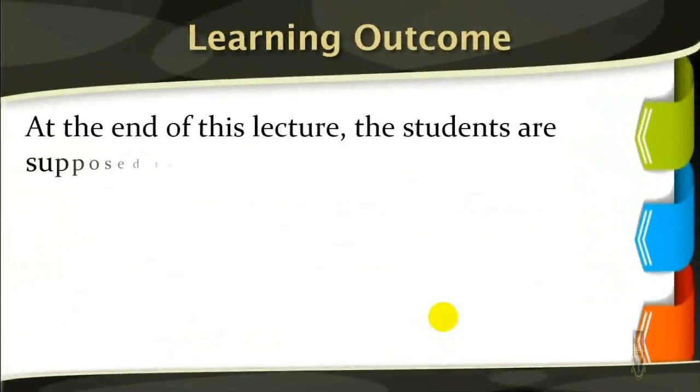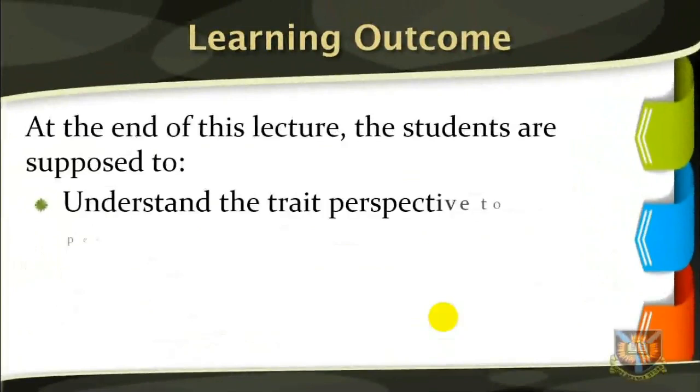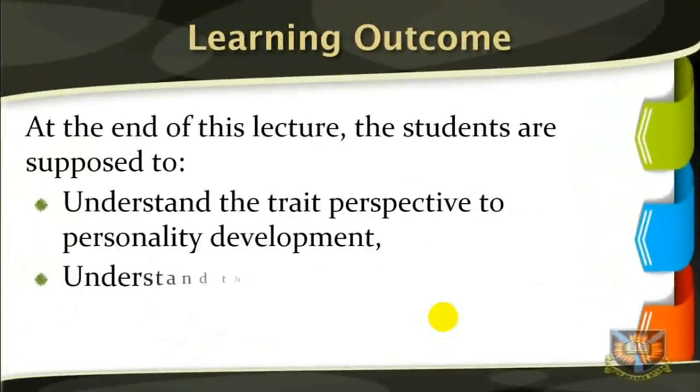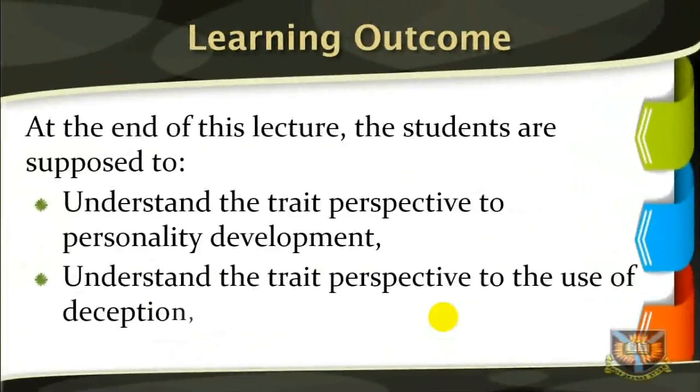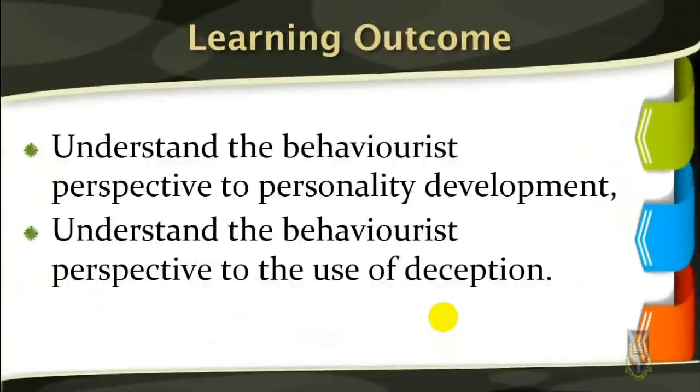Learning outcomes. At the end of this study session, students should be able to understand the trait perspective to personality development, understand the trait perspective to the use of deception, understand the behaviorist perspective to personality development, and finally, understand the behaviorist perspective to the use of deception.